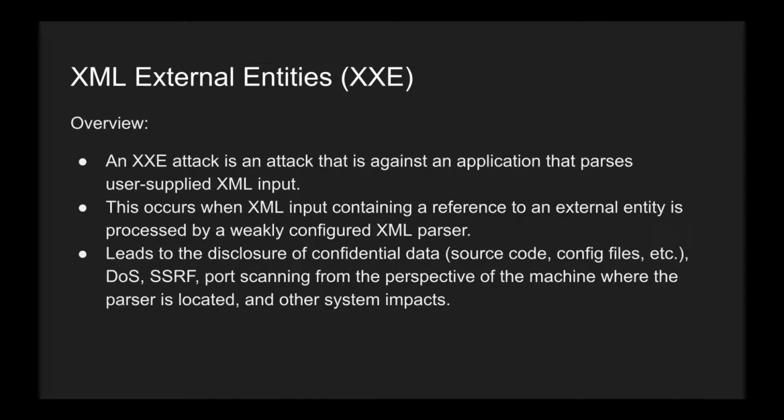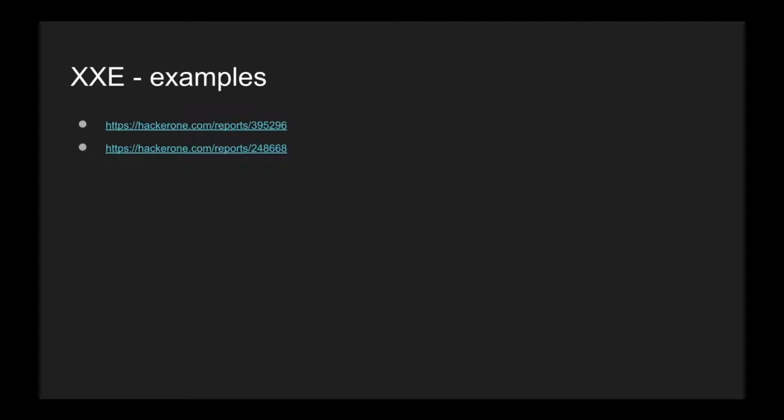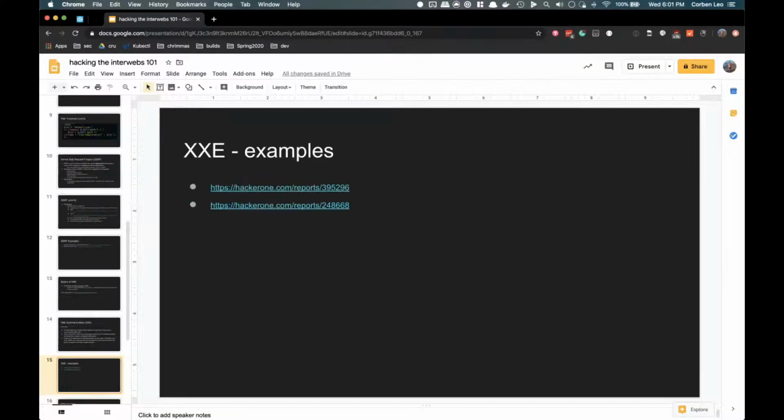So SSRF, like I said, if XXE works, you can hit other internal applications, usually make requests to them and read the response. That goes along with port scanning too, from the perspective of the machine where the parser is located, and adjacent systems that are connected to that same network. So I'll go over some examples to try to explain it better.